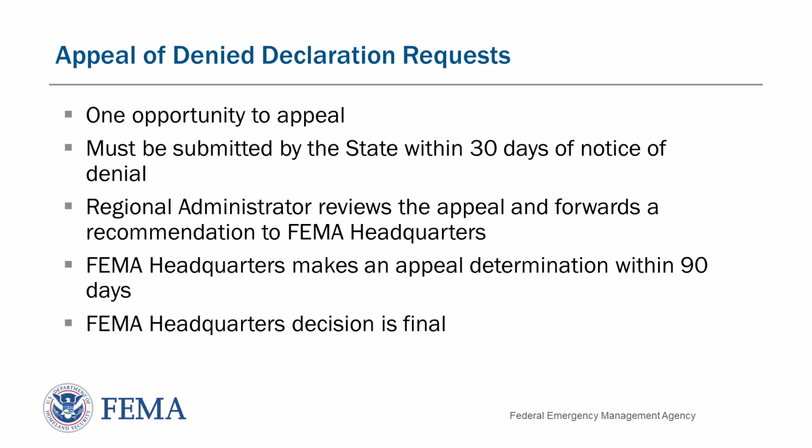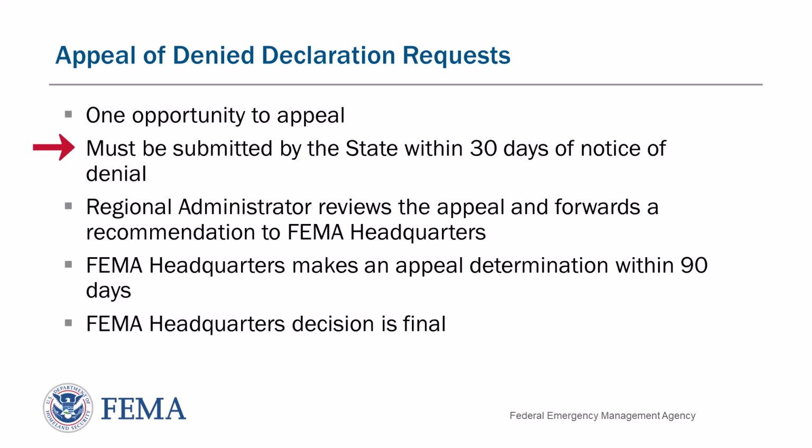On appeal of a denied declaration request, the state has one opportunity to appeal. Appeals must be submitted in writing to the Regional Administrator no later than 30 days from the date of the letter informing the state of the denial. The appeal letter should contain new information unavailable at the time of the original request that, if presented at the time of the state's declaration request, may have altered the original determination.